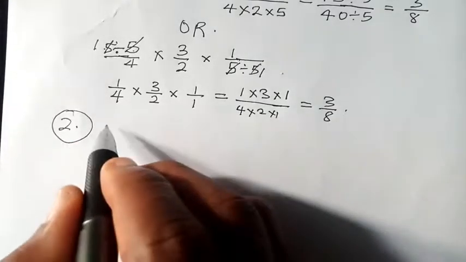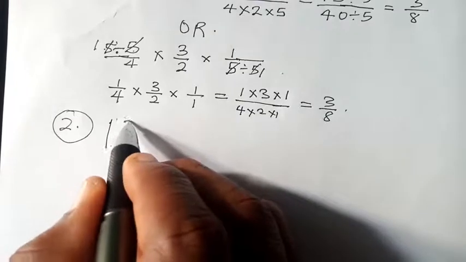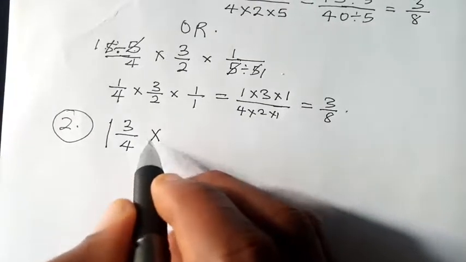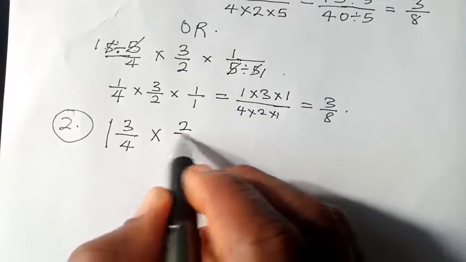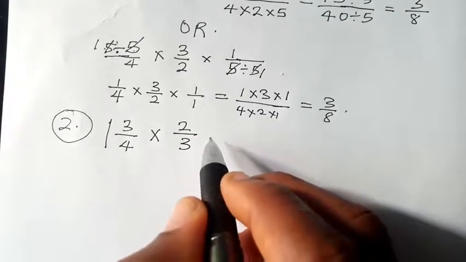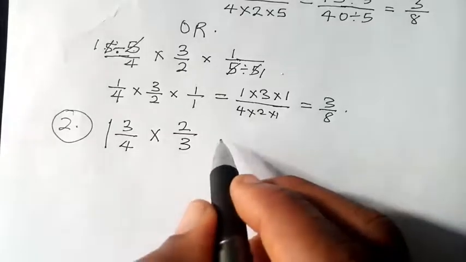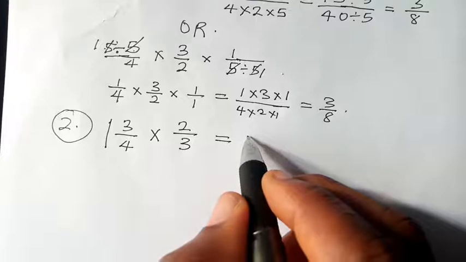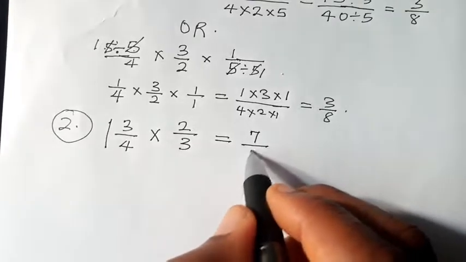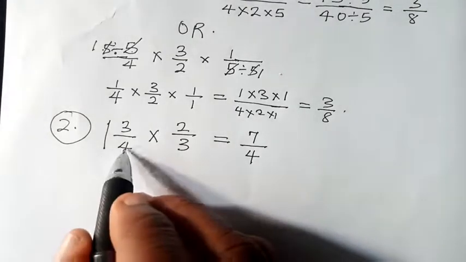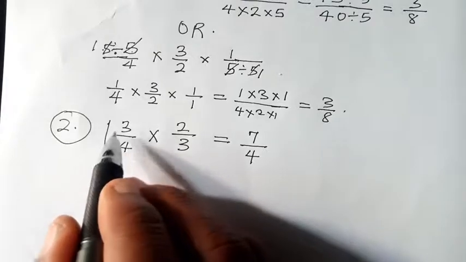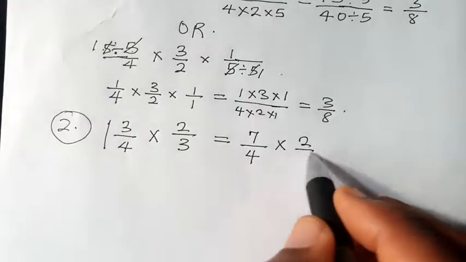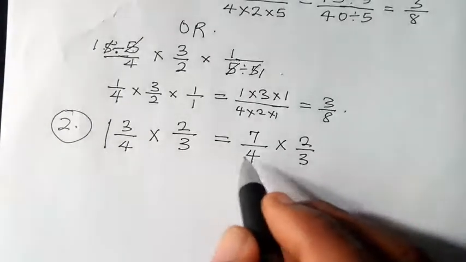For number 2, I have 1 whole number 3 over 4 multiplied by 2 all over 3. The best thing here is to open up this mixed number. I made a video on opening up a mixed number. 4 times 1 is 4. Then 4 plus 3 is 7. Bring down the denominator. Then multiply by 2 over 3.